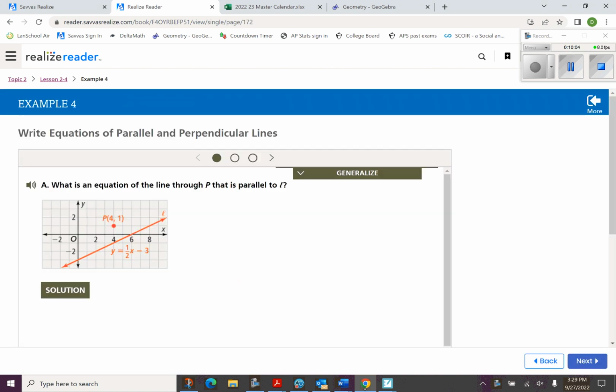And then you got to write, what is an equation of the line that goes through point P that is parallel to line L? Well, in this case, that's not too bad. The fact that they gave you the equation for line L in slope-intercept form, and there was much rejoicing. Y is equal to 1/2 x minus 3. The slope of line L is 1/2.